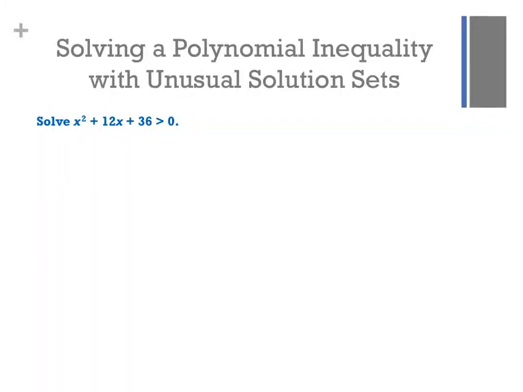Okay, so now we're looking at a different example here. We have x squared plus 12x plus 36 is greater than 0. And here we have a quadratic that is factorable. This factors into x plus 6 times x plus 6. So we want to know where this function is greater than 0.